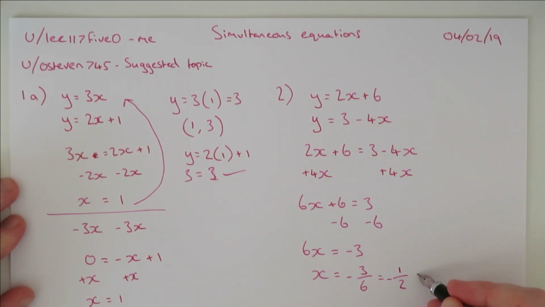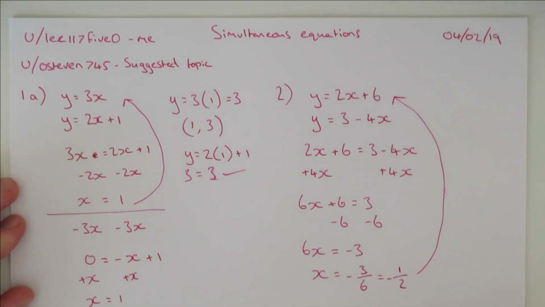And then once you've got that, we put that into our first equation to calculate the y value. So that's 2 lots of our x value here, 2 multiplied by negative 1/2. Well, first of all, it's going to be a negative. 2 times 1/2 is just 1. And then we've got plus 6. 6 subtract 1 is 5. So we now have our coordinate of intersection.